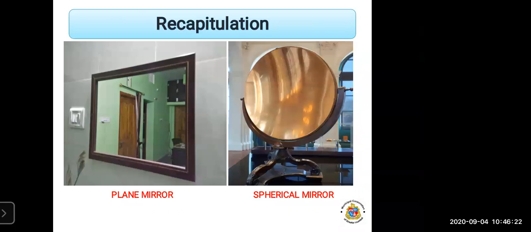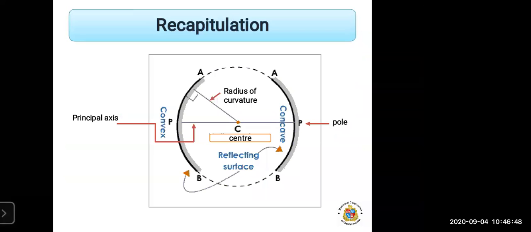You have already learnt in 9th standard what is meant by the plane mirror and spherical mirror. These are the types of mirror, right? Plane mirror and spherical mirrors. And the spherical mirrors have two types, the concave mirror and the convex mirror. So what is meant by the concave mirror and the convex mirror? You have already learned this.